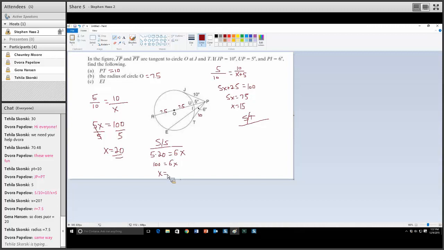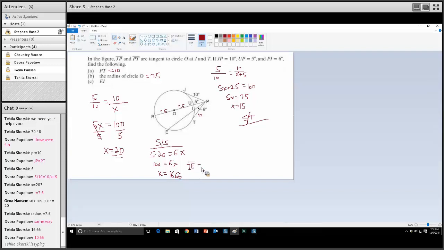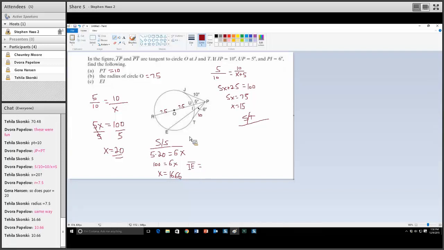So x equals what? 16 2/3. Right, 16.66. Okay, 16.66, which means IE is what? Right, you have to subtract the PI, because that's the external part, so it would be 10.66. Let's do it the other way. Let's do it with the secant tangent rule.